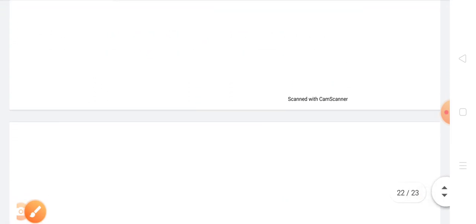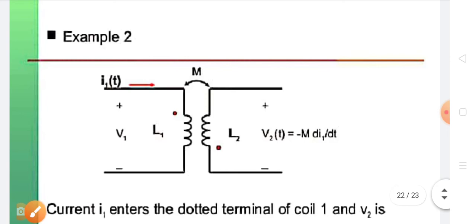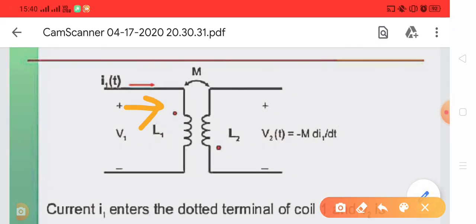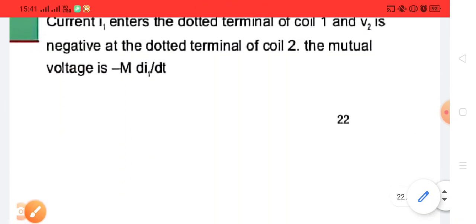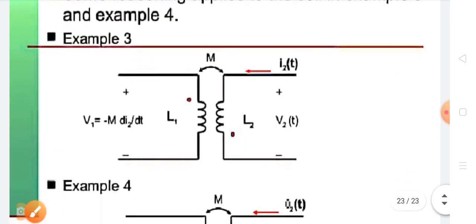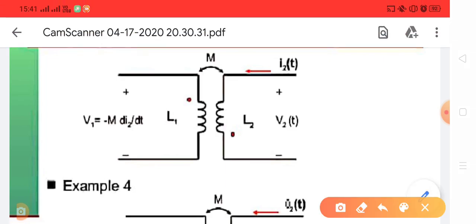Next, taking one more condition, one is in this direction and another is in this direction, so you get the current in this direction. The current has the same direction but the dot position is changing, so that's why the mutual inductance changes to negative. Similar to that, here also L1 and L2 have opposite dot positions but the currents are in the same direction, so you get the negative value.